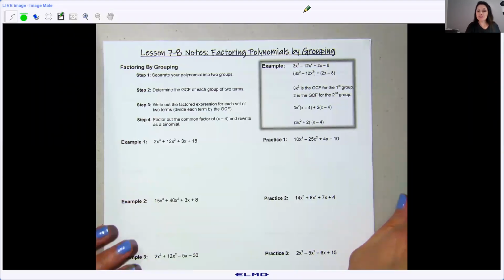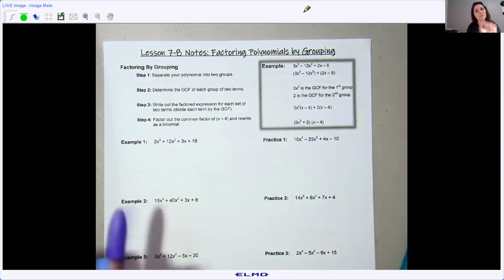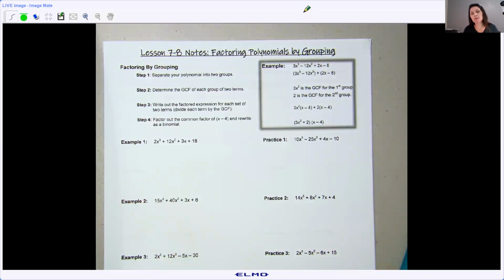Hello everyone, welcome to lesson 7-8, more factoring of polynomials. This time we are going to factor by pulling out the greatest common factor and by something called grouping.